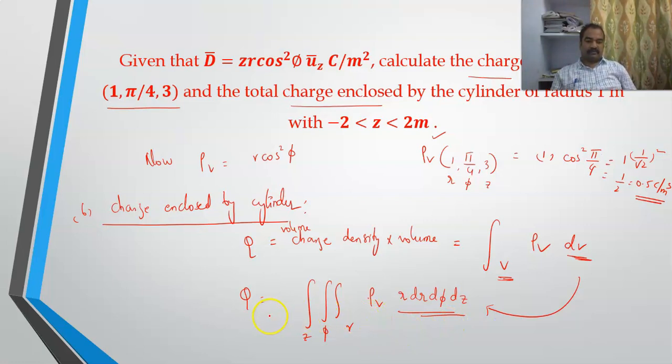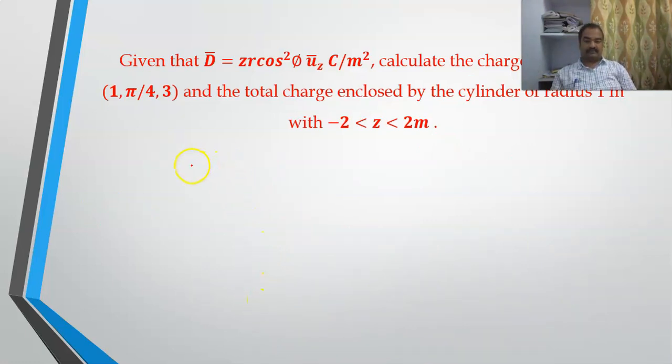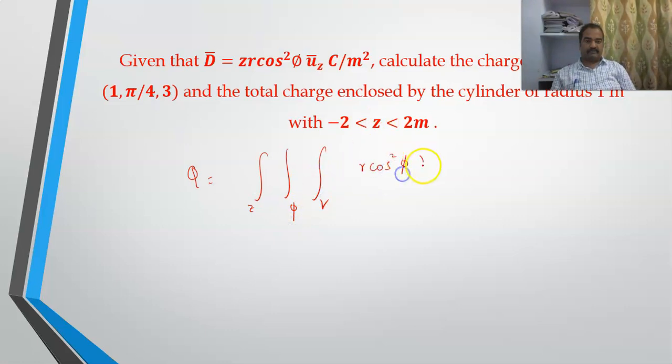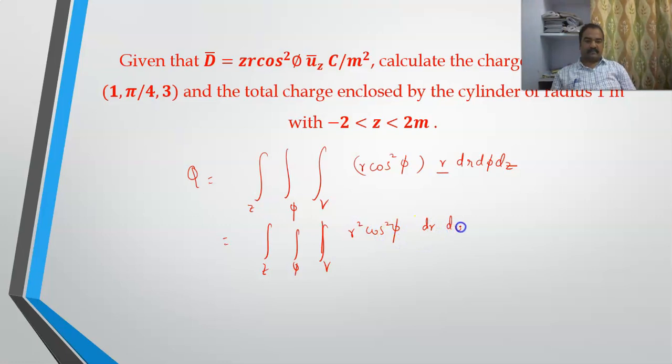So I have substituted here. Now I am supposed to solve this particular equation in order to determine the value of charge. So let's try this one. Q is equal to integral of z, integral of phi, integral of r. What is the rho v value which we obtained? r cos square phi, into r dr d phi dz. So what will you be getting here? r will be multiplied here. So what I will get is integral z, phi, r square cos square phi dr d phi dz.